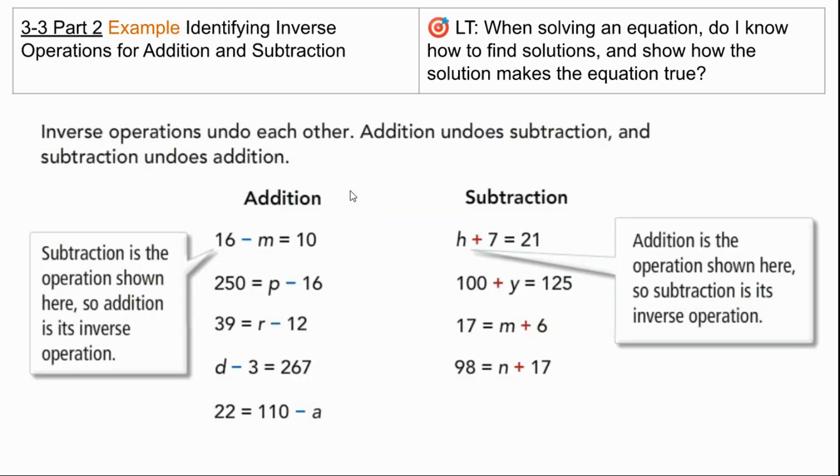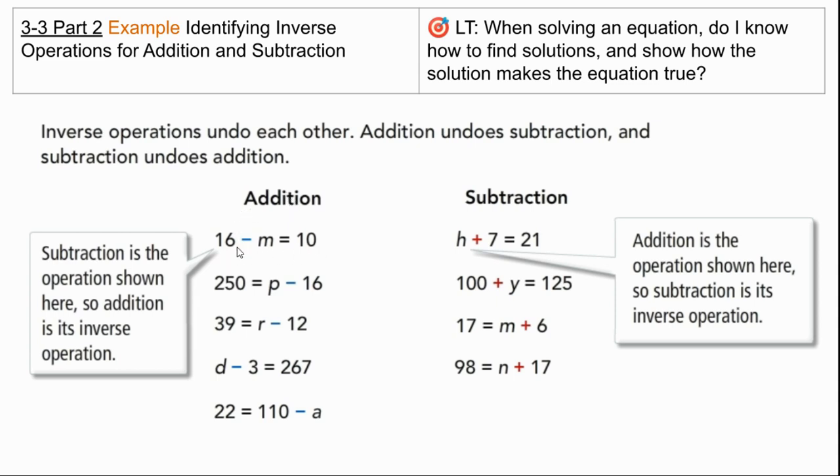Inverse operations undo each other. Addition undoes subtraction, and subtraction undoes addition. Subtraction is the operation shown here, so addition is its inverse operation. We're going to show subtraction, so addition is going to be the inverse.